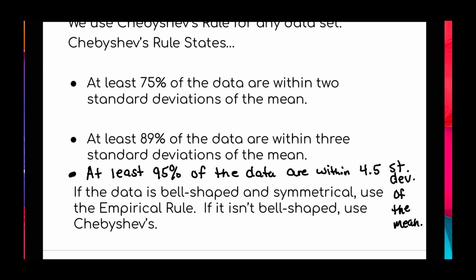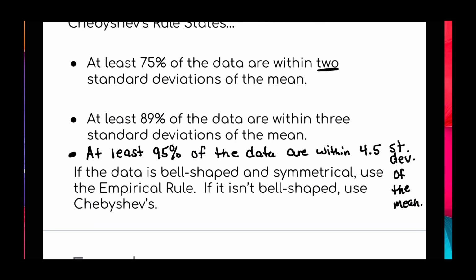So if you go out 1, we don't have any percentages for that. So you notice this one starts at 2 standard deviations. So if we go out 2, instead of being 95%, it's 75% at least, not approximately, at least. That means it could be 75% or more of the data is within 2. At least 89% of the data is within 3. So if we go out 3 standard deviations, it's 89 or more percent. And then if we go out 4.5 standard deviations, 1, 2, 3, 4, and then a half standard deviation, that's at least 95% of the data. Okay.